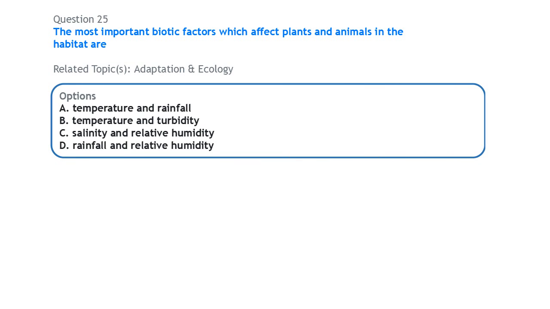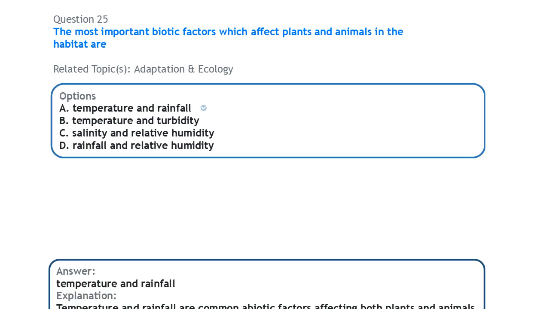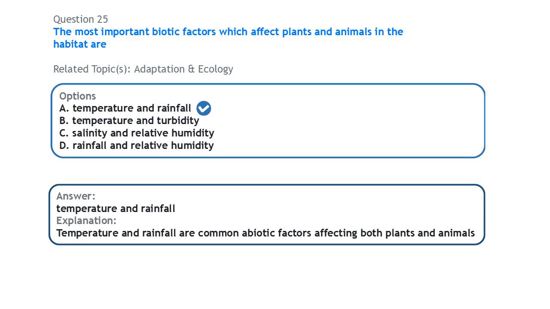Next question on ecology. The most important abiotic factors which affect plants and animals in the habitat are... temperature and rainfall. Temperature largely affects animals, while rainfall largely affects plants. Plants are also affected by temperature, but it largely affects animals. So temperature and rainfall are the common factors affecting both plants and animals.